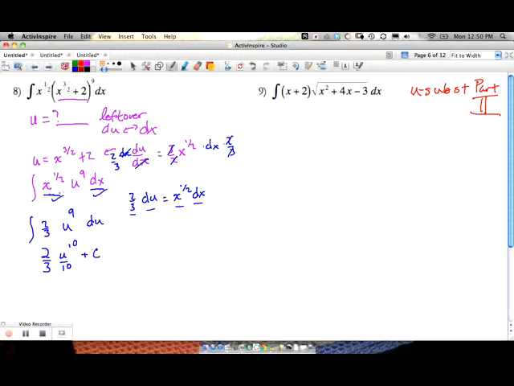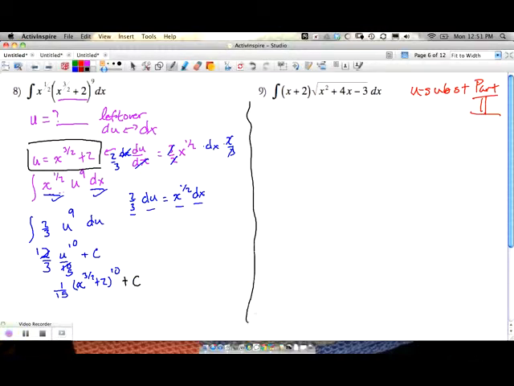And then plus c. Just to simplify things a little bit more here, this 2 and the 10 would simplify to 1/5. And then putting all the fractions together and substituting the u back in, I'd have 1/15 on the outside. And then u to the 10th is actually going to be x to the 3 halves plus 2 to the 10th, because that's what our u originally was, up here. And then, of course, plus c. All right, that wasn't too bad.